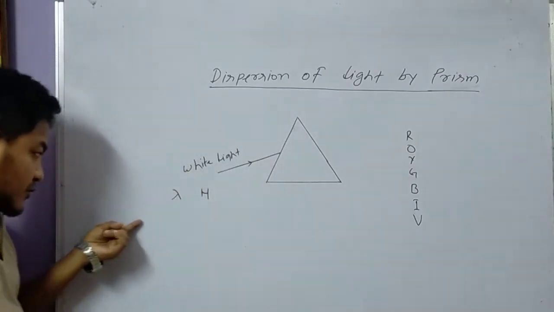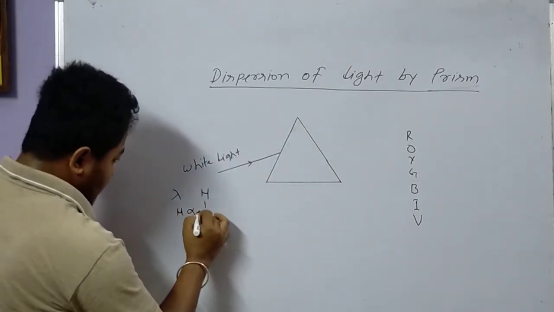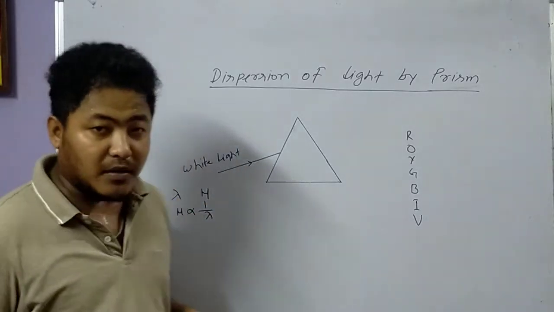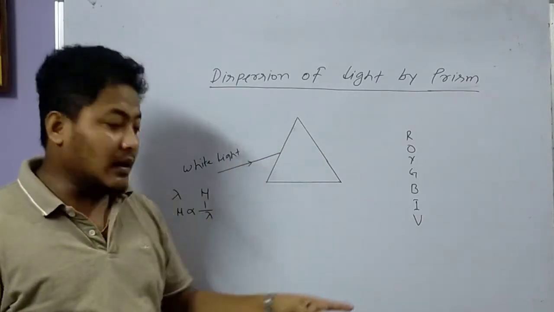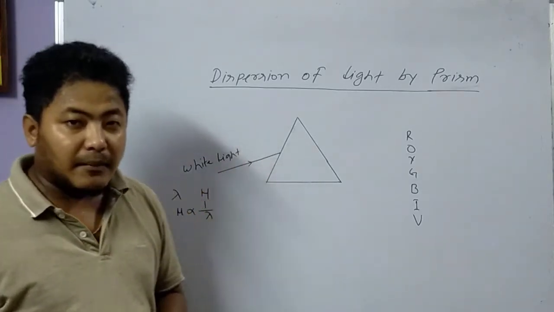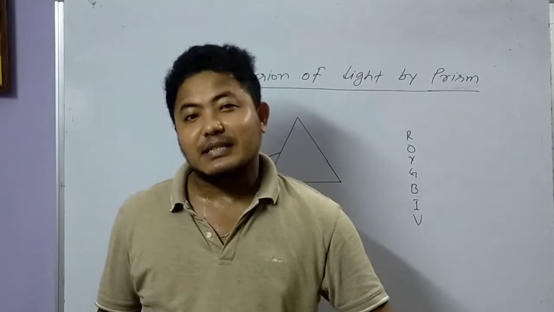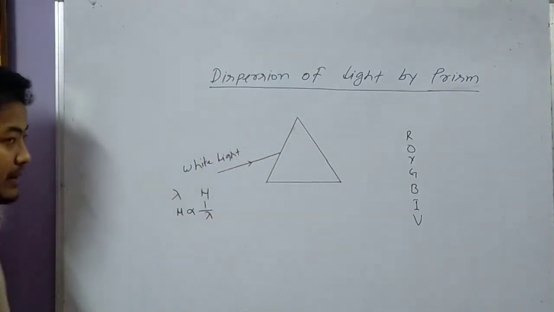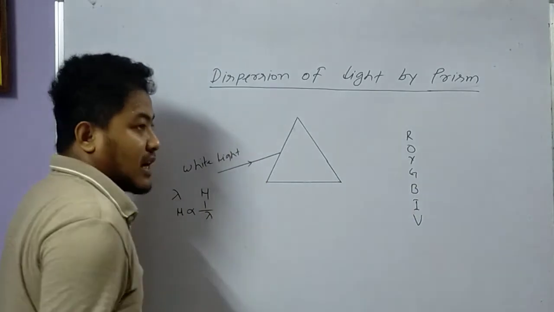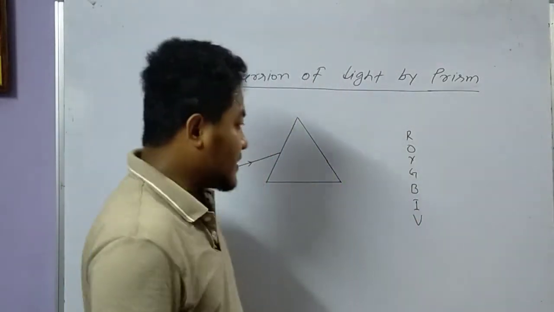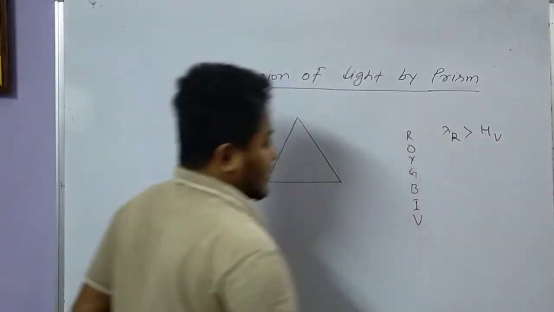Now if you set up a relation between wavelength and refractive index, you will find that this refractive index mu is inversely proportional to the wavelength lambda. These things remember. Am I clear? If refractive index increases, lambda decreases. If lambda decreases, refractive index increases. So this is an important relation between mu and lambda. In this case, this arrangement has been done on the basis of their wavelength, that means the wavelength of red color will be more than the wavelength of violet color. Understand?